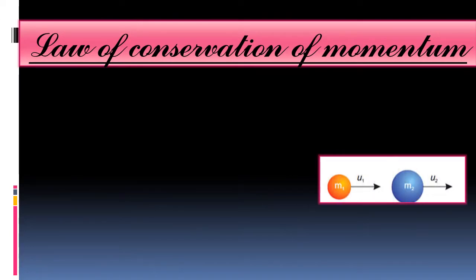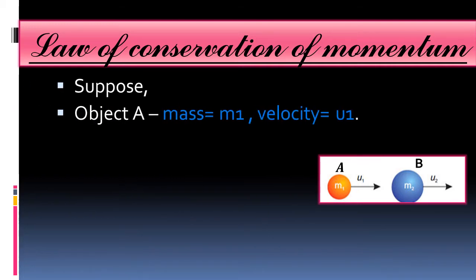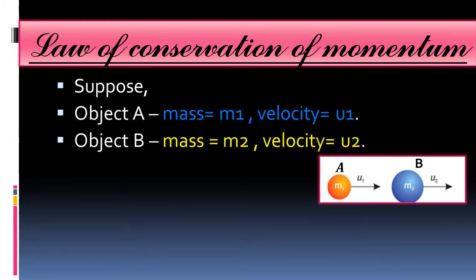Alright students, let's understand this law by a simple derivation. Suppose this orange one is object A, and it has mass m1 and its initial velocity is u1. You can observe in the picture. While object B has a mass m2 and its initial velocity is u2.